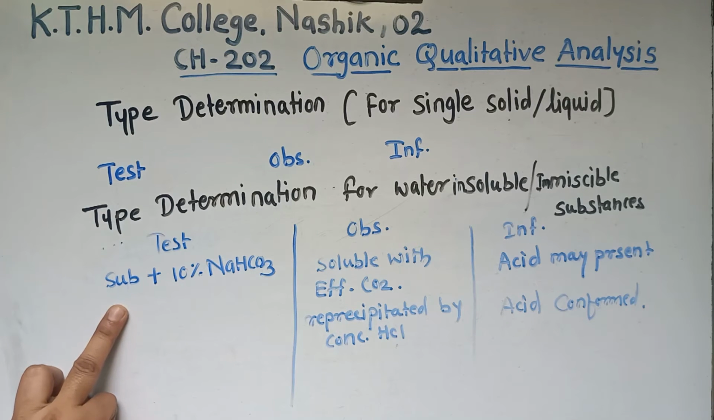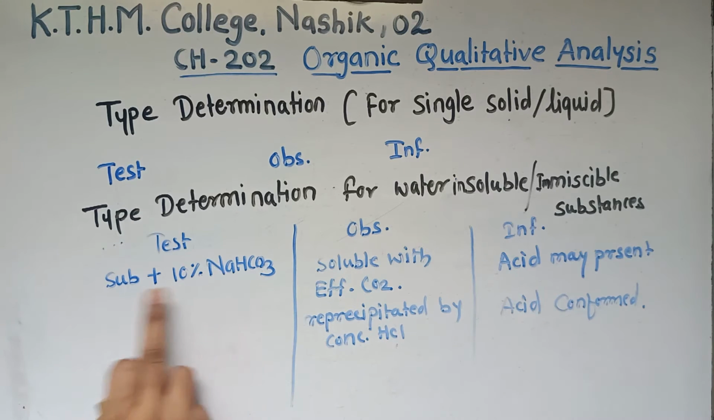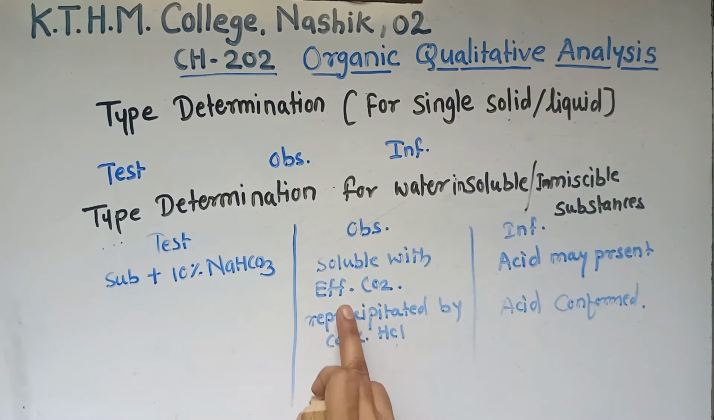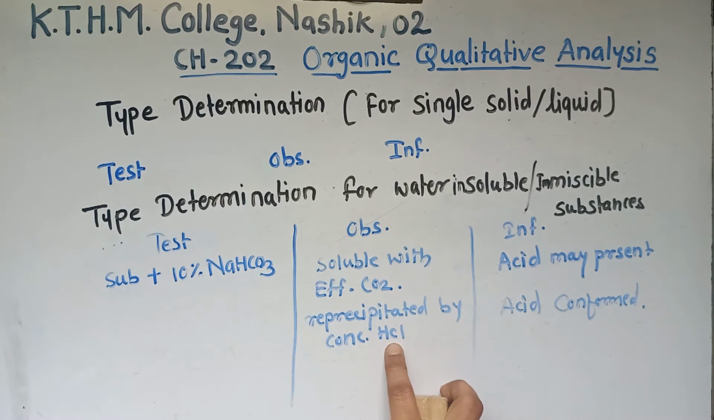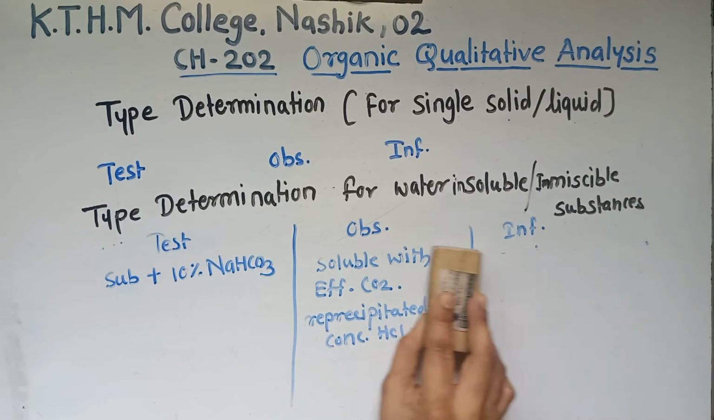We take a substance and add 10% NaHCO3. Then our compound is soluble in this NaHCO3 with effervescence of CO2 observed. And when we add concentrated HCl, we get a precipitate, reprecipitated by concentrated HCl. So we get the precipitate, then we conclude that the given compound is acidic.